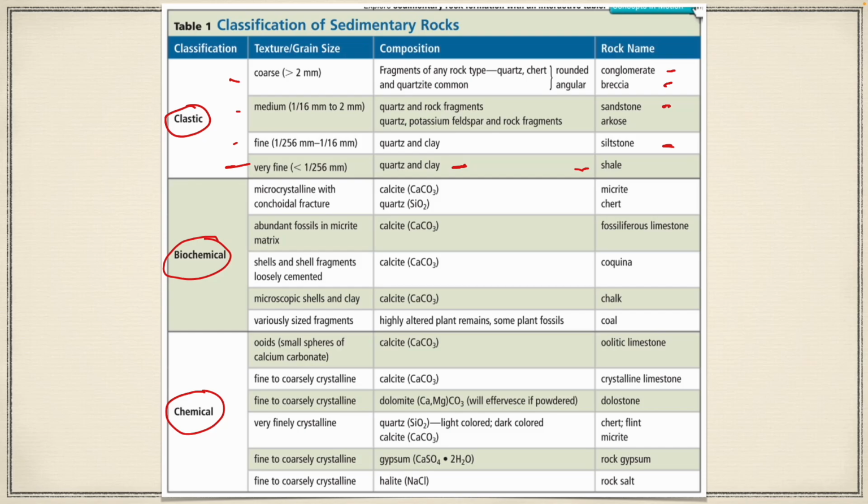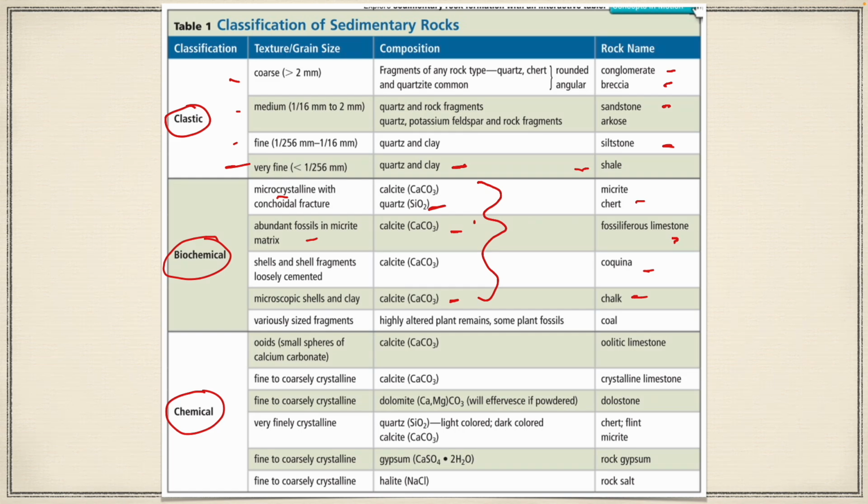Biochemical sedimentary rocks, you could have microcrystalline, so very tiny little crystals, things like chert as an example there. They'd have abundant fossils, so this is our fossiliferous limestone, shells and shell fragments loosely cemented together. You've got something like coquina, microscopic shells and clay, basically chalk. All these are calcite right here, except for a bit of quartz right there.